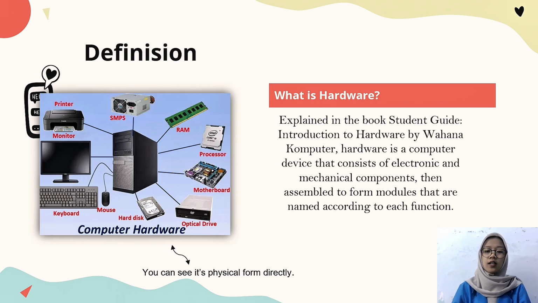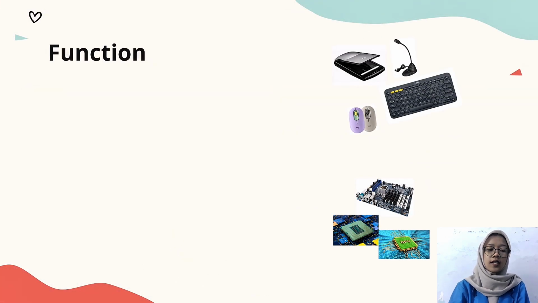Explained in the book Student Guide Introduction to Hardware by Wahana Computer, hardware is a computer's mechanical components then assembled to form modules that are named according to each function. Hardware refers to the physical components of a computer system. Without hardware itself, software cannot run. It is a foundation that supports all computing functions. Next there are the functions of hardware.